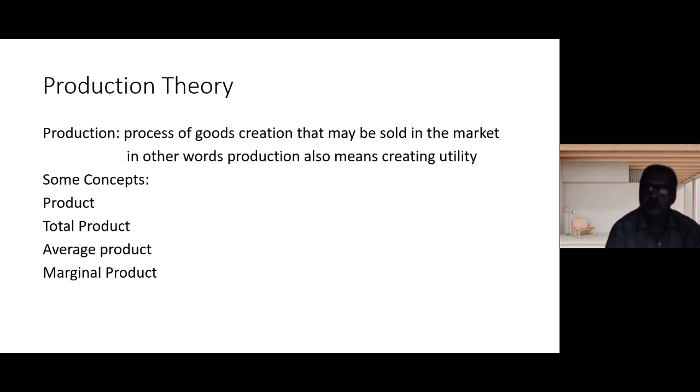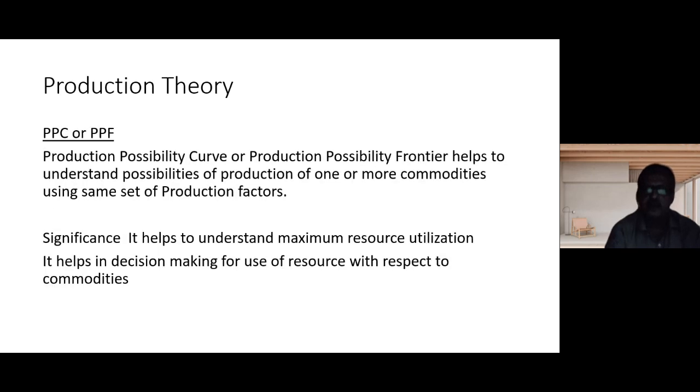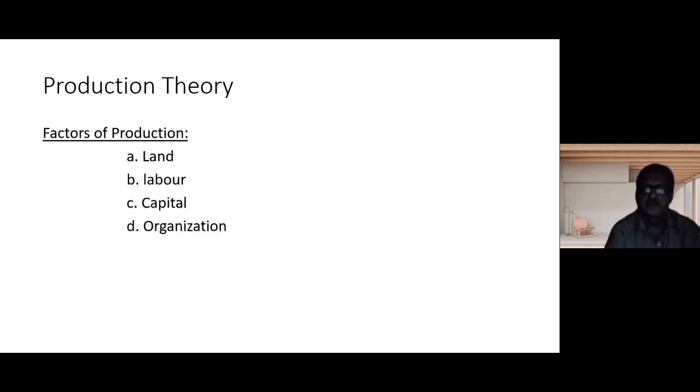Now there are three concepts of product which are involved in the entire production theory. The first one is called total product. The second one is called average product, and the third one is called marginal product. To understand total product, average product and marginal product, it is important for us to understand first the factors of production. So I'm just quickly taking you through the factors of production, and then we will come back to those three different types of products: total product, marginal product, and average product.